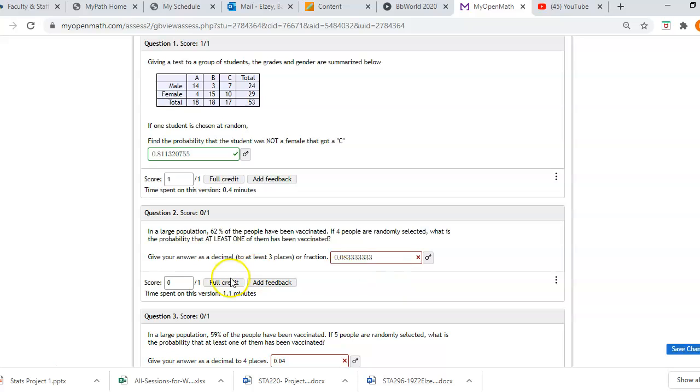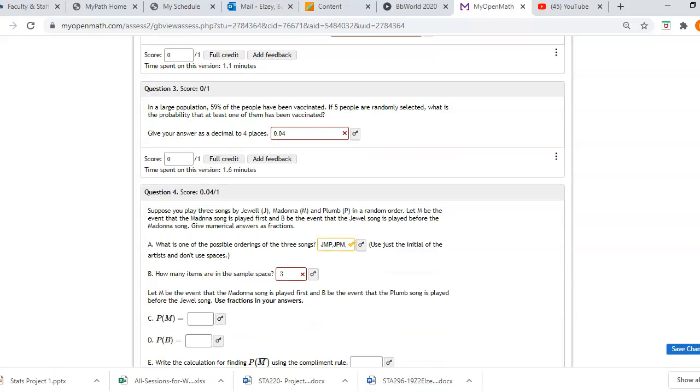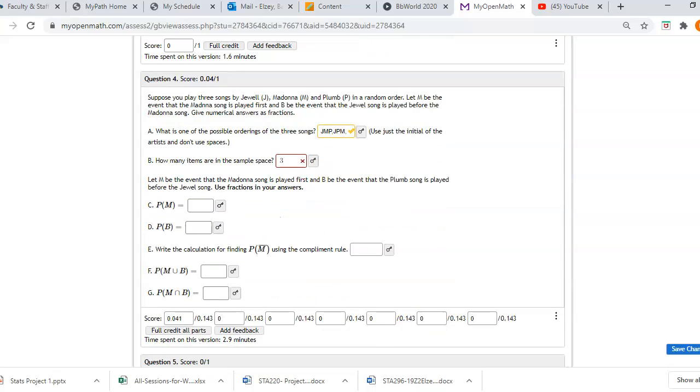Okay, now I think question 3 is along the same lines. Yeah, so it's the same idea as the last one, but let's go to question 4. Suppose you play 3 songs by Jewel, Madonna, and Plum in a random order. Let M be the event that the Madonna song is played first, and B be the event that the Jewel song is played before the Madonna song. Give numerical answers as fractions.